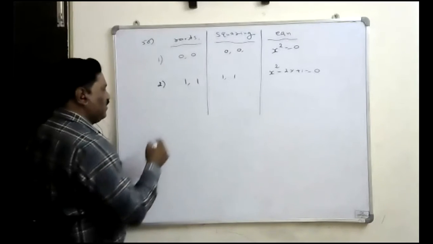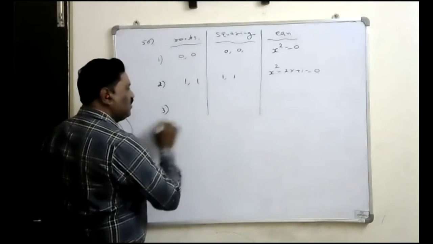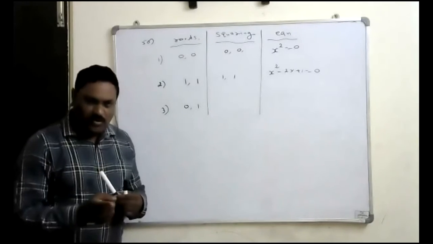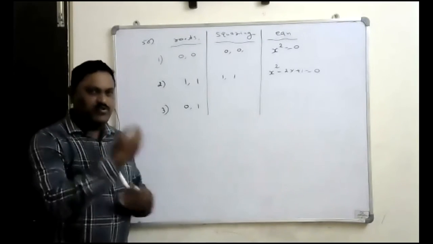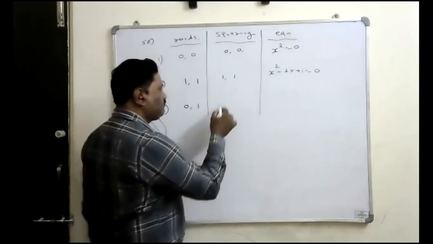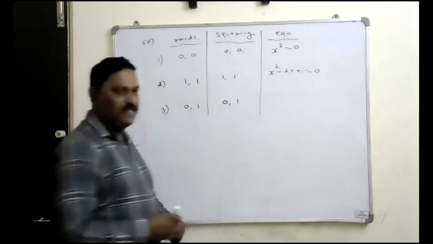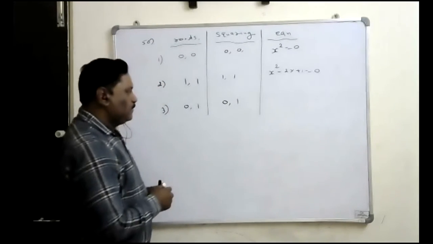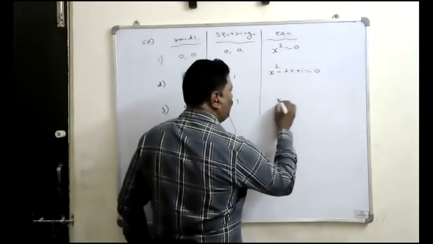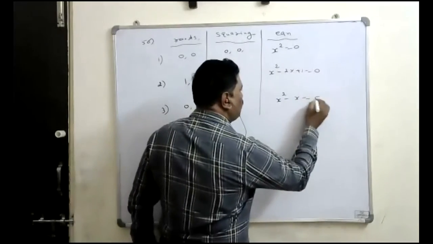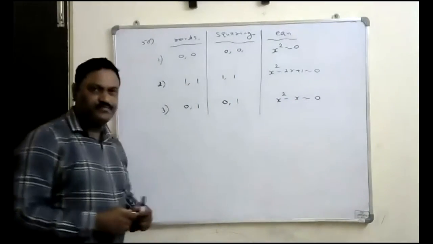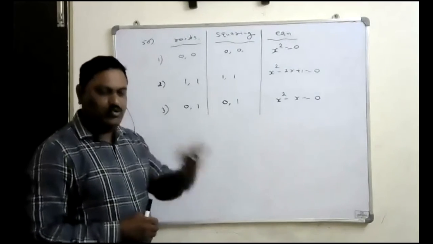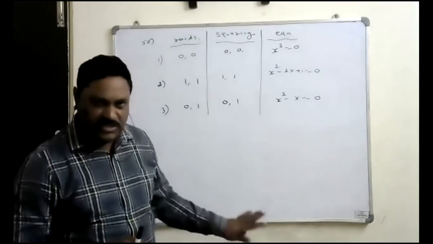Okay. Then third one. Suppose the roots are 0, 1. One root is 0, another one is 1. Even then, square them, what will you get? 0, 0, 1. What is the equation then? x square minus x plus 0, that is x square minus x is equal to 0. Okay. So this is the third equation. Even though if you square them, the equation is not going to change.